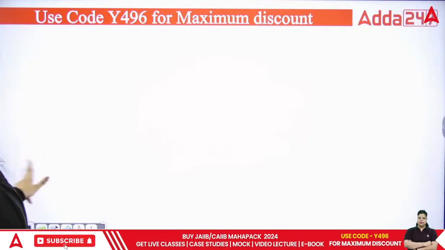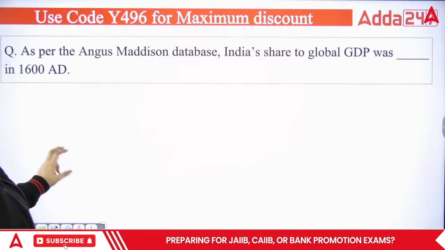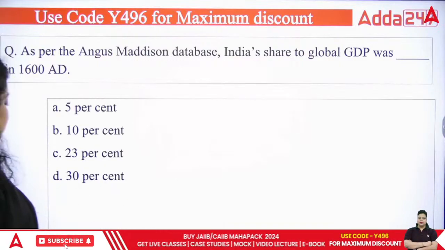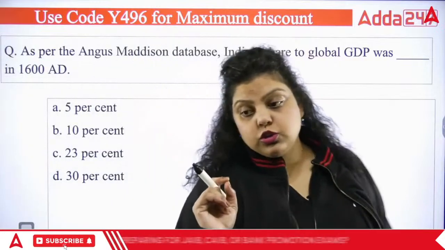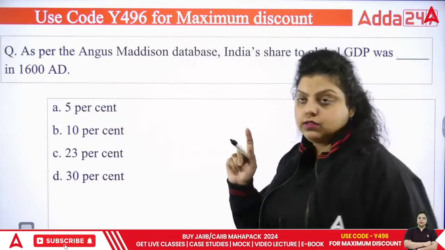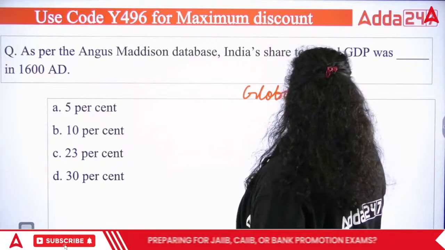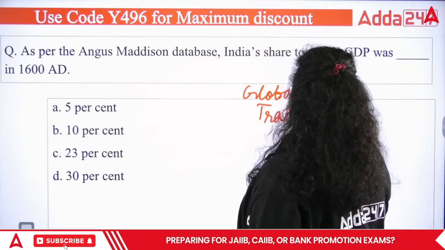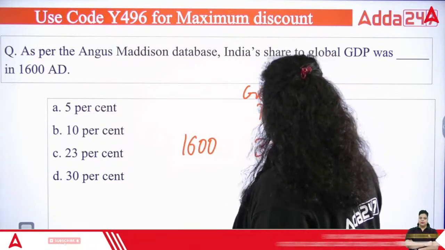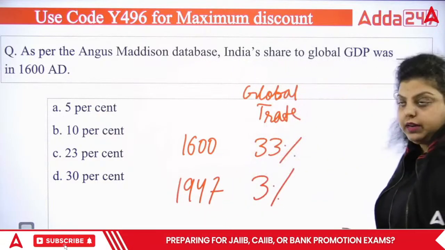Next, as per the Angus Maddison database, India's share of global GDP was dash in 1600 AD. We have just discussed India's share in global trade. Now the question is about global GDP. So do remember both data points, they are very important and they have been asked in the paper. In case of global trade, in 1600 the contribution of India was 33%, and in 1947 it remained only 3%.